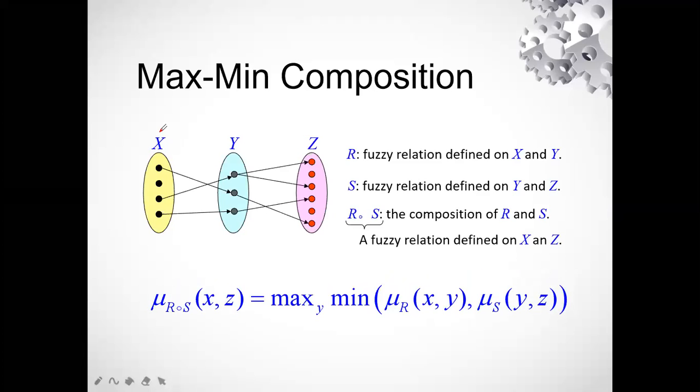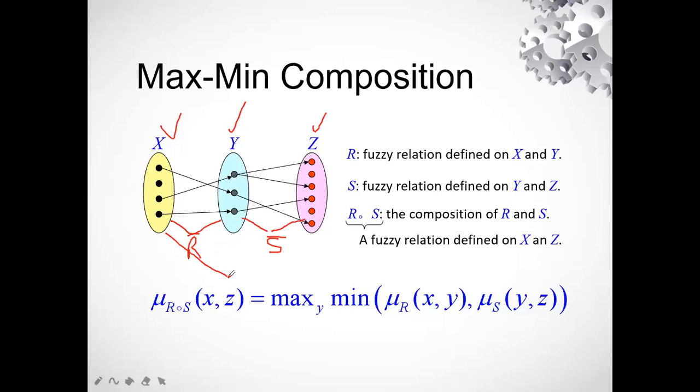Let's say we have three sets, as I told you: X, then Y, and then Z. These are the elements within these particular sets. So we are saying that R is a relation which is defined on X and Y. Then S bar is a fuzzy relation again, defined on Y and Z. So when we do R bar dot S bar, the composition of these two fuzzy relations, it will be defined on X and Z. That will be R dot S.